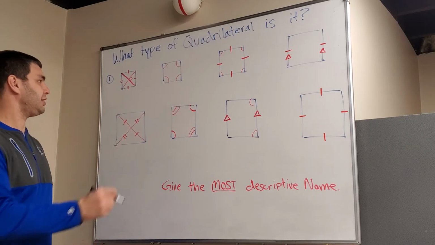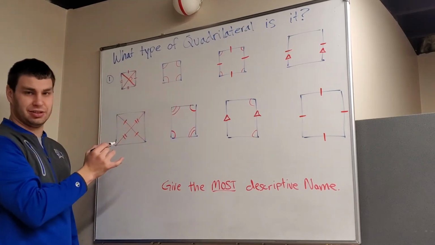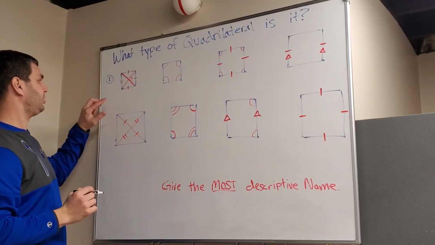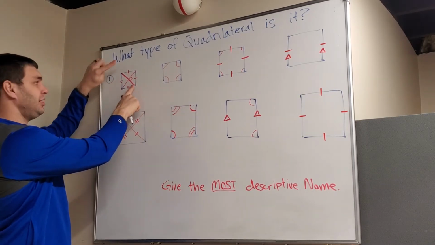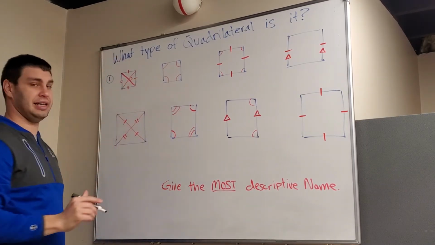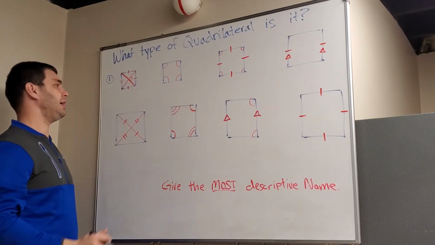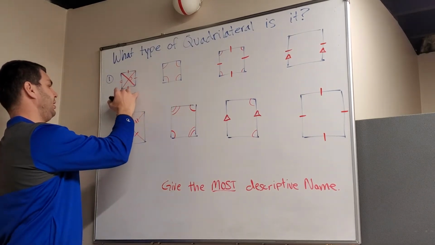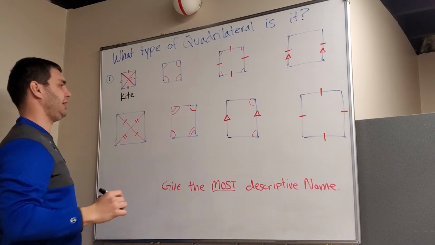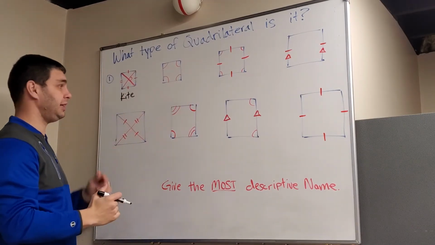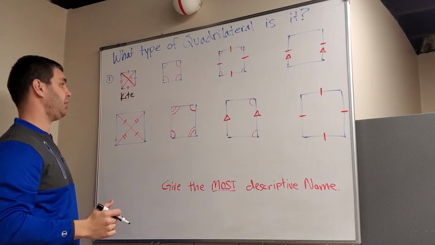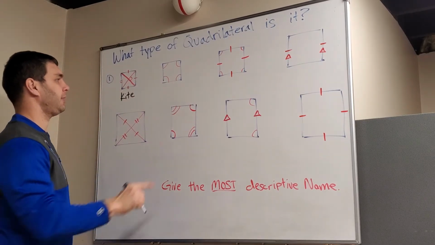The first one looks like we have perpendicular diagonals. Also, these consecutive sides are congruent, and so are these consecutive sides. If you remember, that is the definition of a kite. A kite has 2 consecutive pairs of congruent sides, and its diagonals are perpendicular. What about this next one?